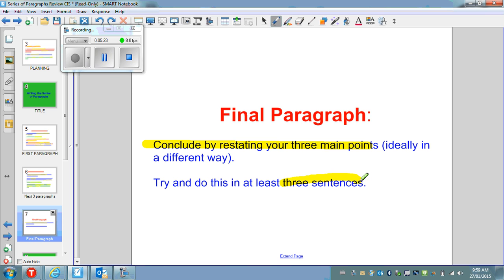So the point here, when I say that your concluding paragraph is important, you don't want to have just a single sentence concluding paragraph. If you can, and really aim for this, use at least 3 sentences for your conclusion.